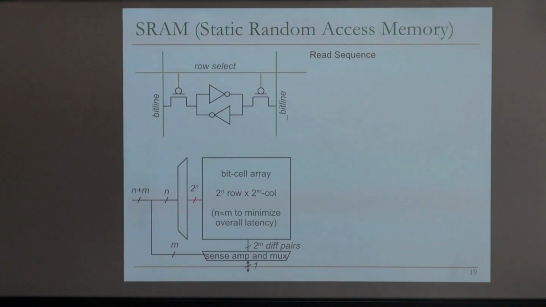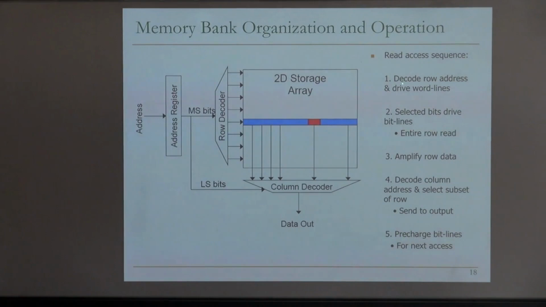And this is a bank in SRAM. So the bank is very similar in SRAM and DRAM. What's inside the cell is different, but the bank is very similar. I'm not going to go through the details of it because we've talked about it, but it's kind of obvious over here. So let's go through the sequence quickly. You need to decode the row and drive the word lines, and selected bits drive the bit lines, so you get the data over here. The entire row is read. You need to amplify it somehow or sense it, and then you need to decode the column address and select the subset of the row that is requested based on this address. And after that, to prepare the bank for the next access, you need to pre-charge the bit lines. Pre-charging the bit lines means putting them back to a state where you can read the next value again. We'll talk about that in DRAM in more detail later on.